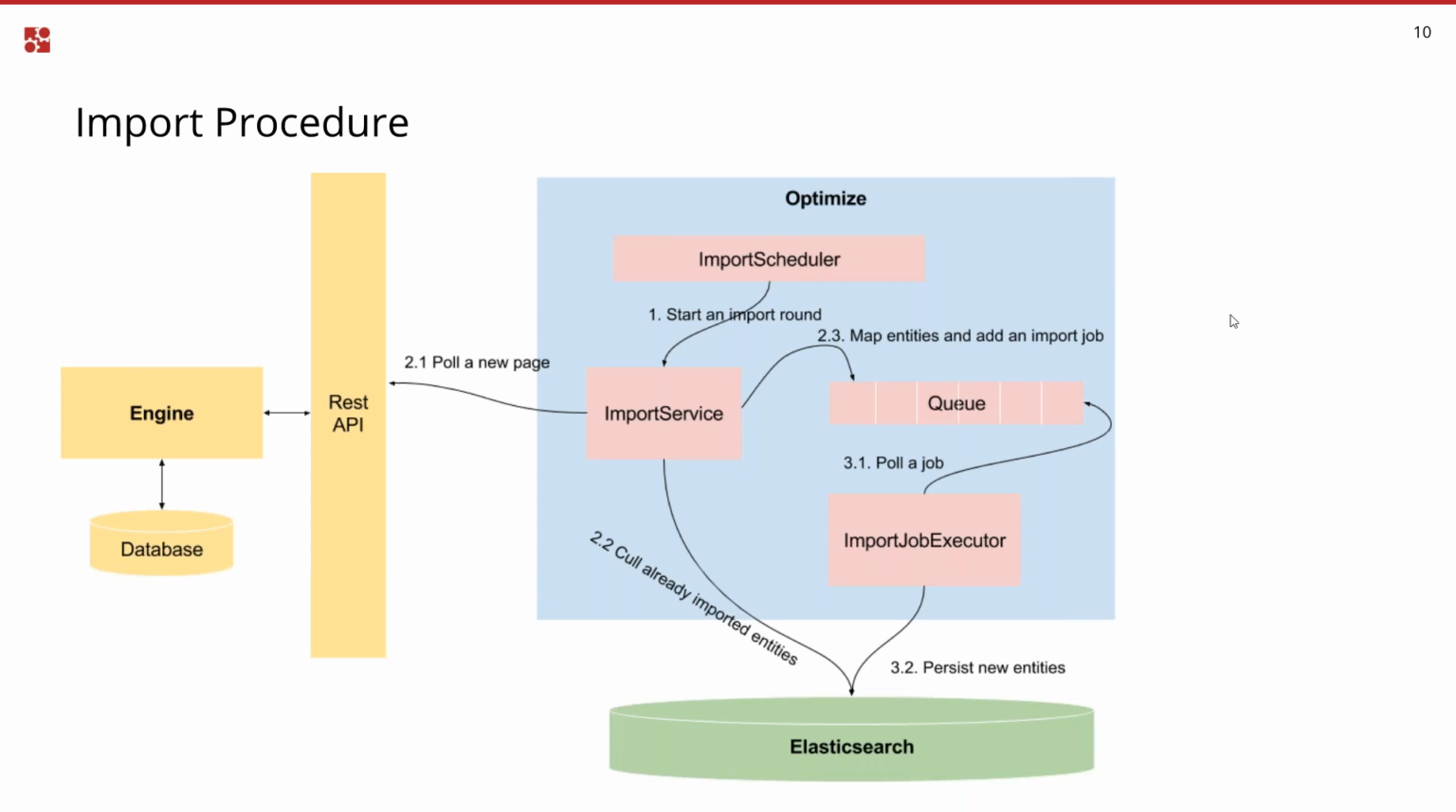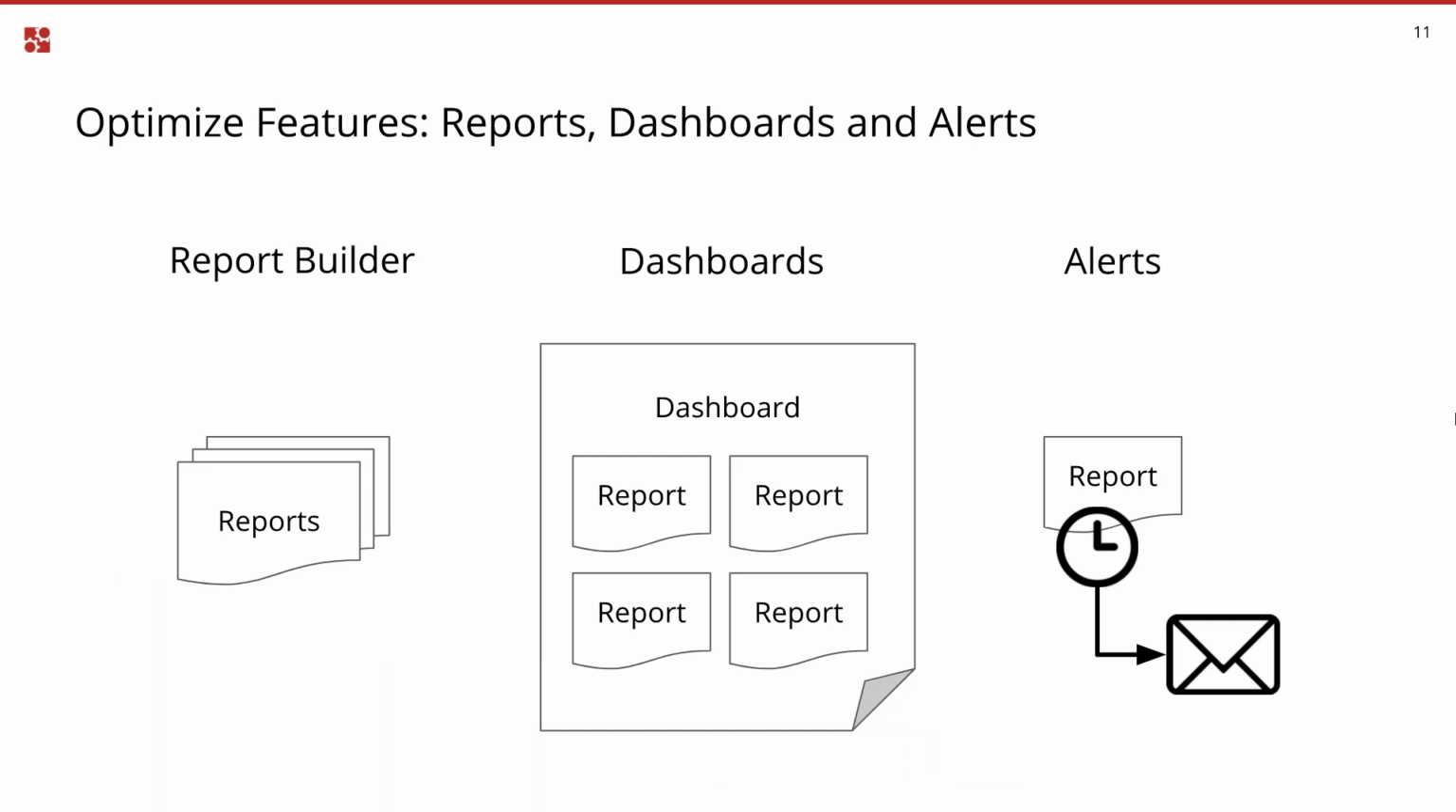So now come back to the end user's point of view. Once we have the data in Optimize, there's basically three things we can do about monitoring, about seeing what's going on. So we have a report builder, not just a generic report builder that you would find in any BI product, but a report builder that is tailored to BPMN and to the processes you want to look at and process logic.